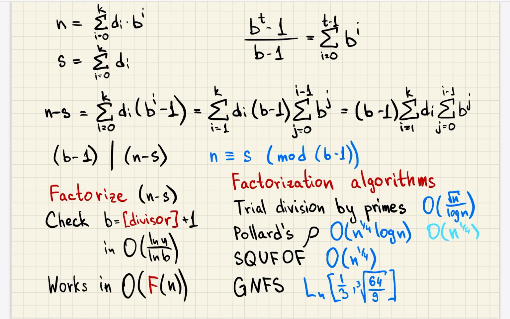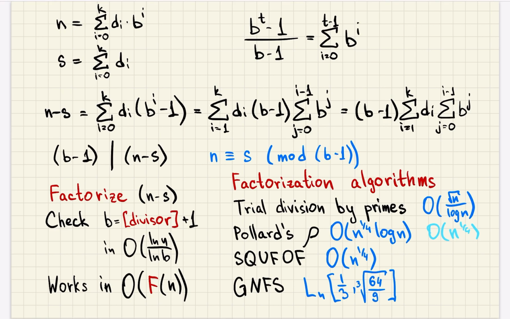So let's try to analyze our problem more. So let's say that we fixed b, then n can be represented like this in base b, and s should be equal to sum of di. So what will happen if we subtract s from n? So n minus s will be the sum for i from 0 to k of di times b to the power of i minus di, or like di times b to the power of i minus 1.